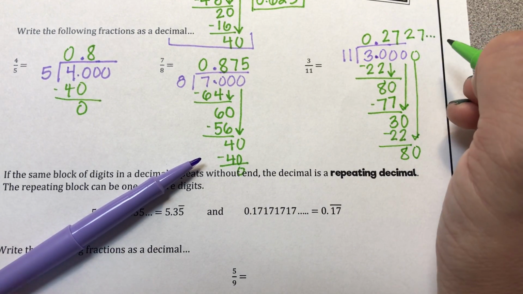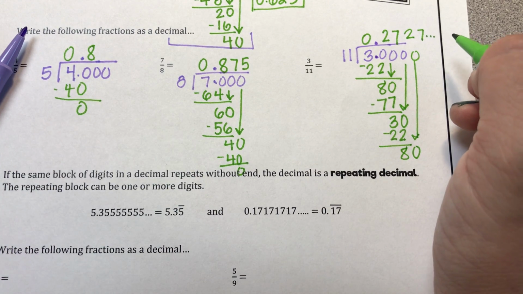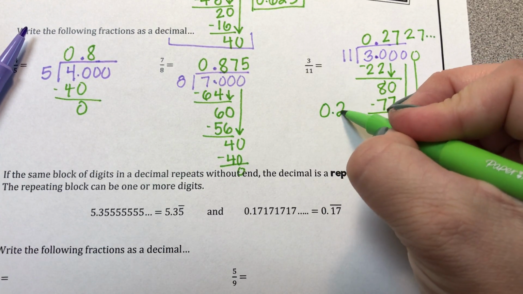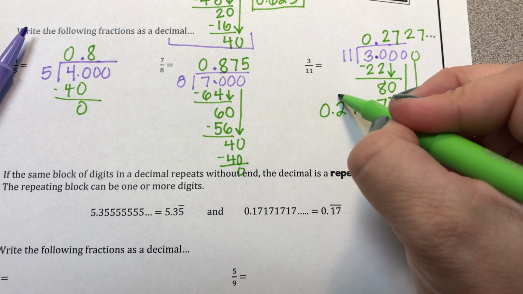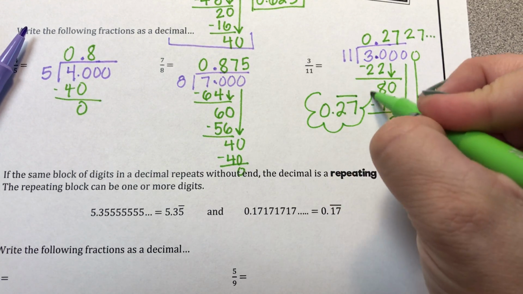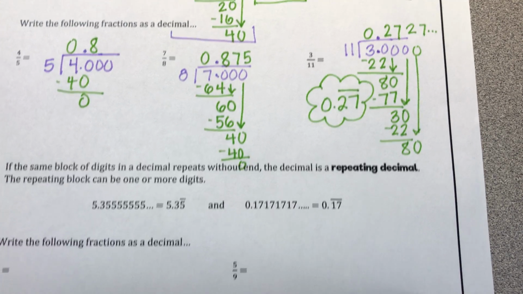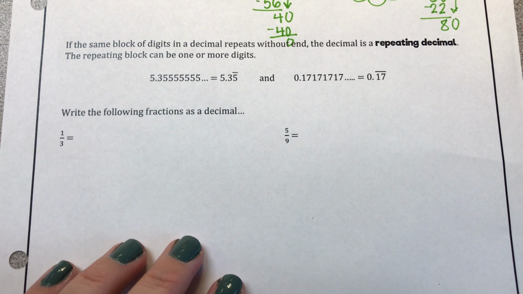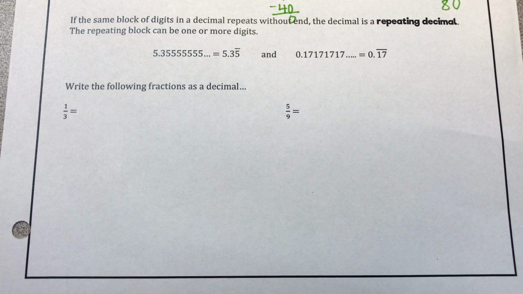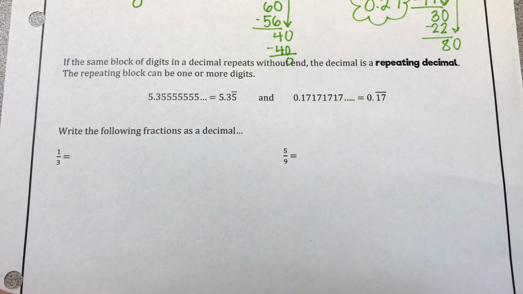So the way that we write this, it's a repeating decimal. You write the portion that's repeating, and you put a line over that portion. So 27 is repeating, so we write 0.27, and we put a line over it because 27 is what's repeating. If the same block of digits in a decimal repeats without end, the decimal is a repeating decimal. The repeating block can be 1 or more digits. In the example above, it was 2 digits.